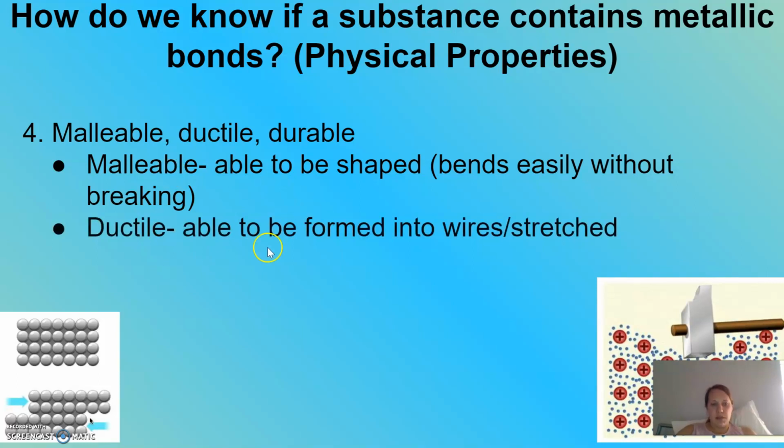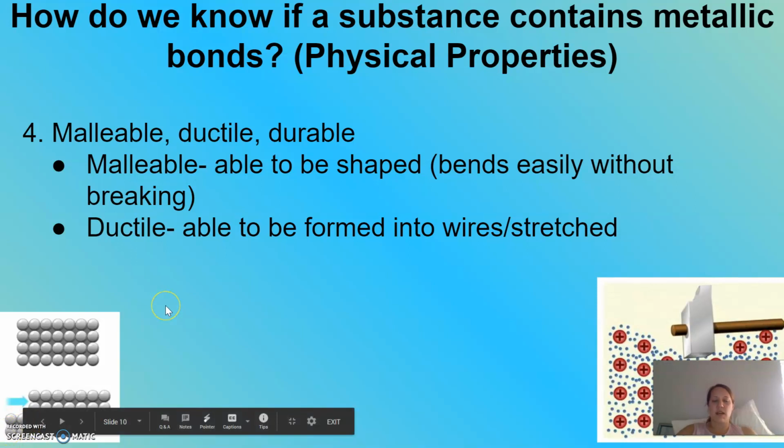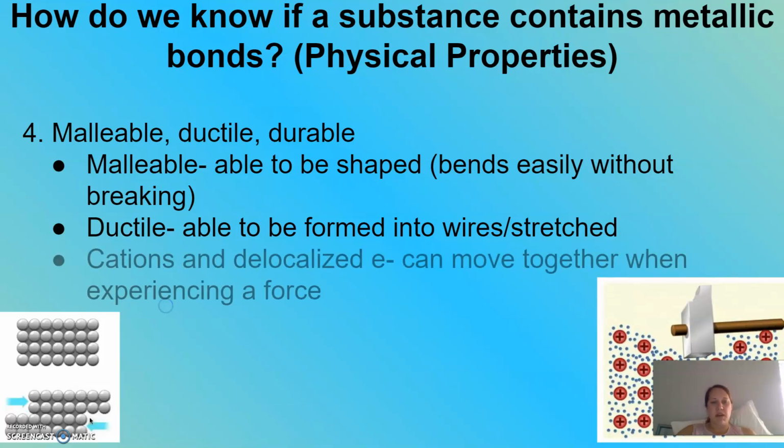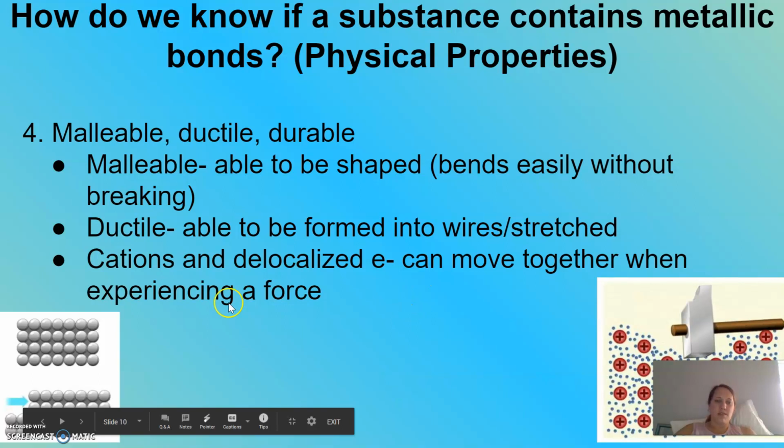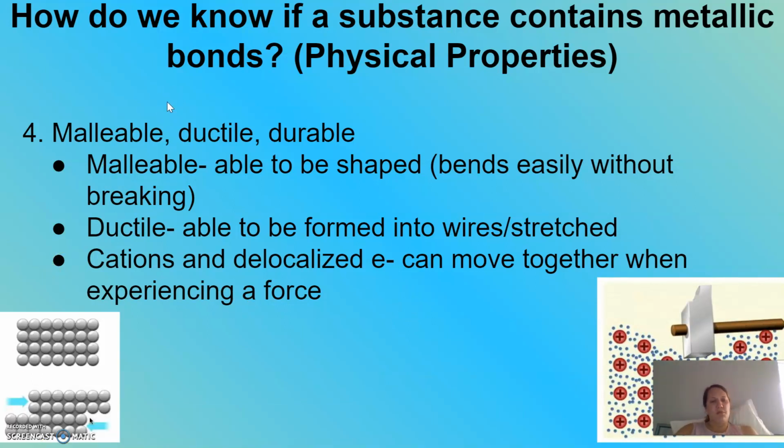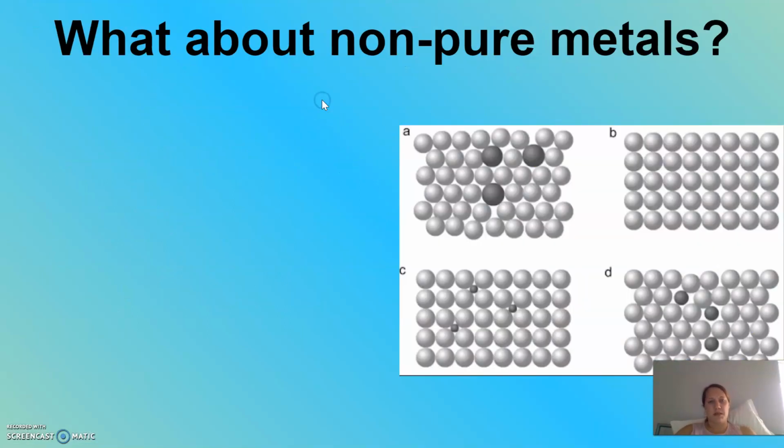They're ductile for the same reason. They're able to be formed into wires and stretched, and again, same reason, because the cations can move along with the delocalized electrons. So we're just going to stretch them out and make them take a different shape, all right? So anytime you apply a force to a metallic bond, the cations and the delocalized electrons can just move together, and that results in them being dentable, stretchable, etc. And so that's different than substances we looked at before.